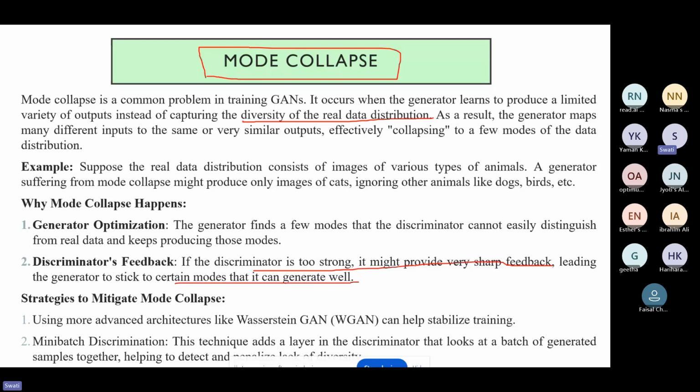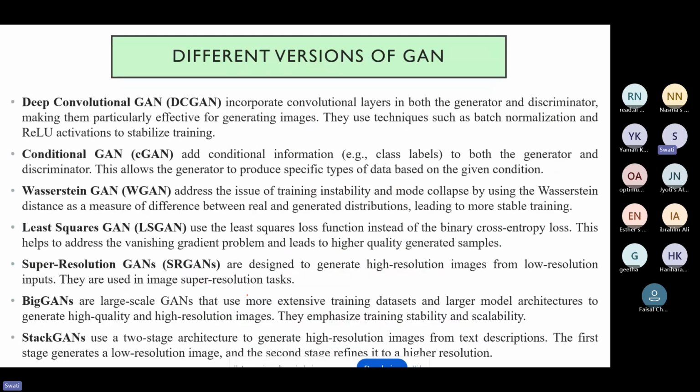There are many strategies to mitigate this mode collapse problem. One common technique is to use this to help stabilize training. There are many different versions of GANs, like deep convolutional GAN, conditional GAN, the WGAN which we just started, least squares GAN, BigGAN for big datasets, and StackGAN. You can learn about all these. For now, I have just given you an overview: what GANs are, their uses and the basic architecture. But when you go into more detailed work on more advanced problems, you may need to use these advanced versions of GANs.